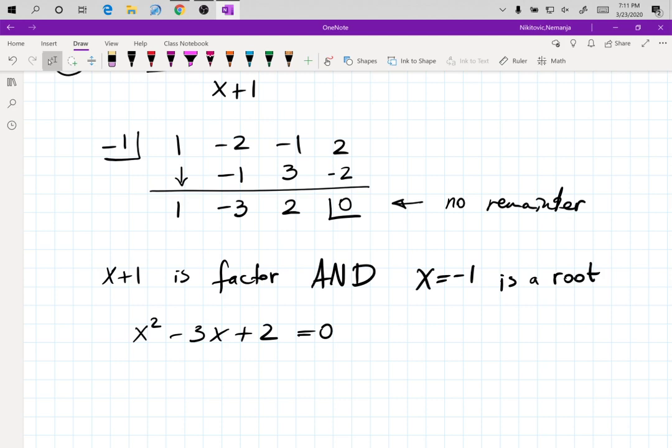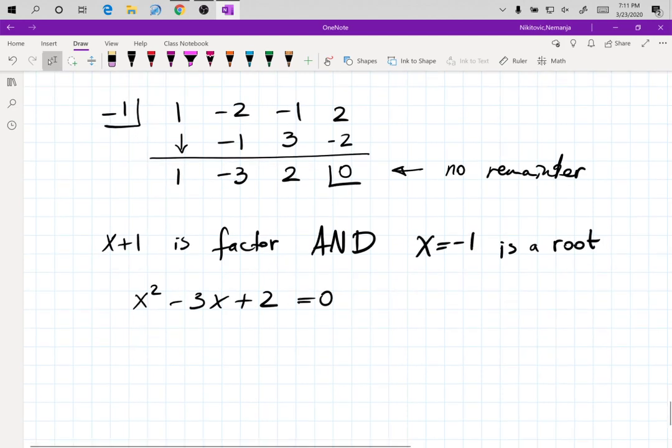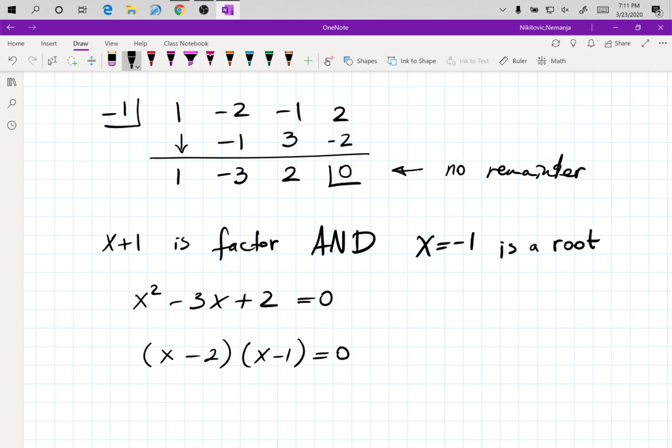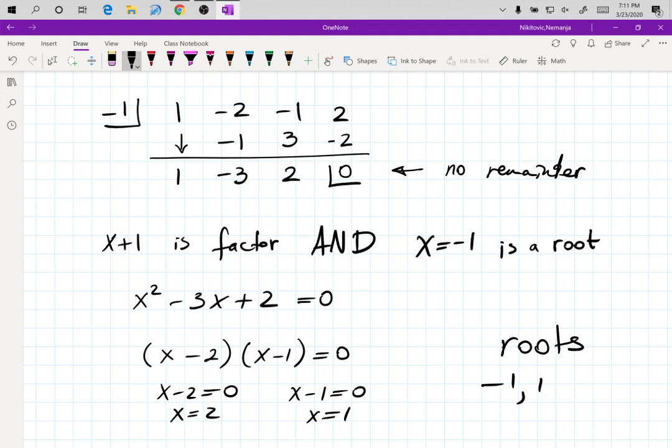But this one is easy. You can either factor or use the quadratic formula, whatever you like. So if you want to factor this, with the elementary algebra thing, x minus 2, x minus 1. So we have x minus 2 equals 0 and x minus 1 equals 0. So x equals 2, x equals 1. And here we have the roots to be -1, 1, and 2.